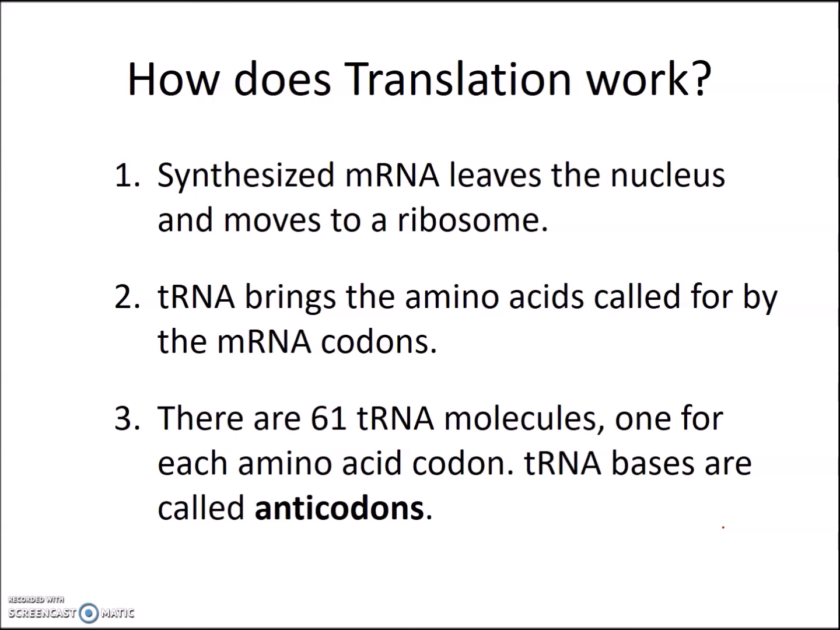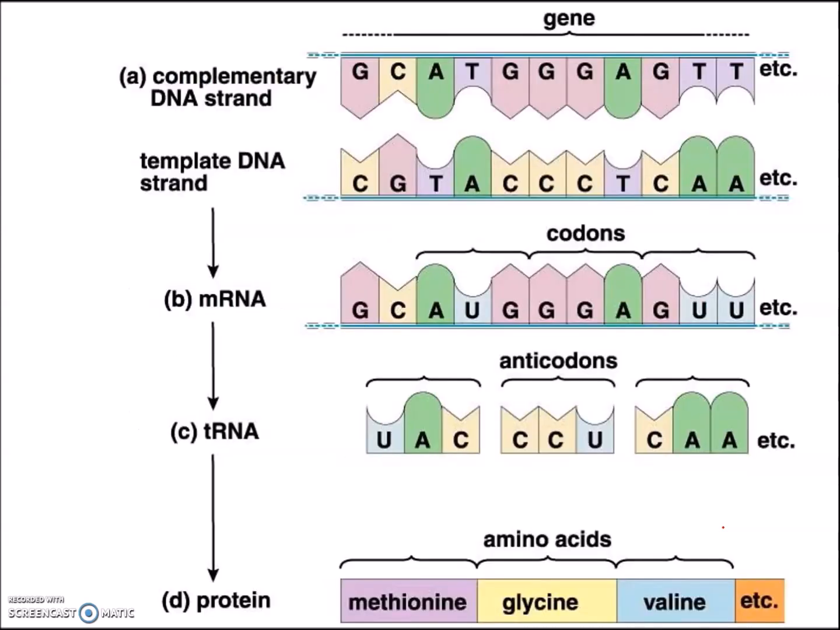Well, guess what, students? There's 61 tRNA molecules, one for each of the amino acid codons. The tRNA bases, which are the same as the messenger RNA bases, only complementary, well, they form triplets that are called anticodons. Yes, there is an anticodon table, but I'm not going to have you use it because I think it's kind of confusing. Here's a nice full picture.